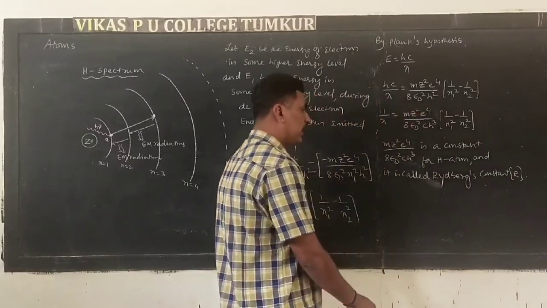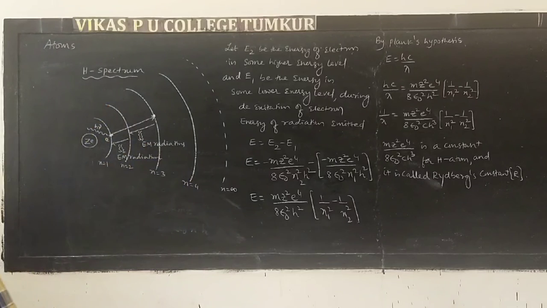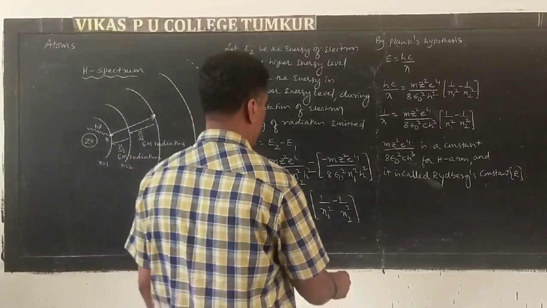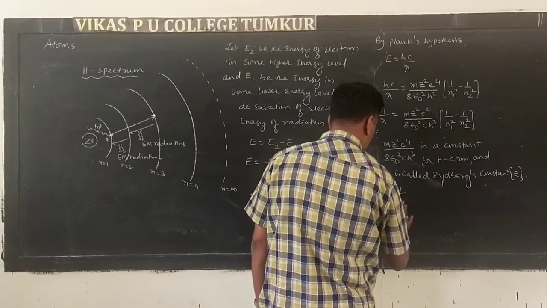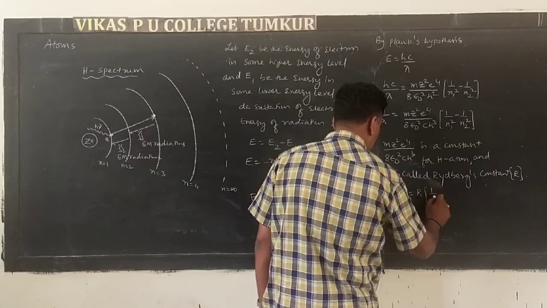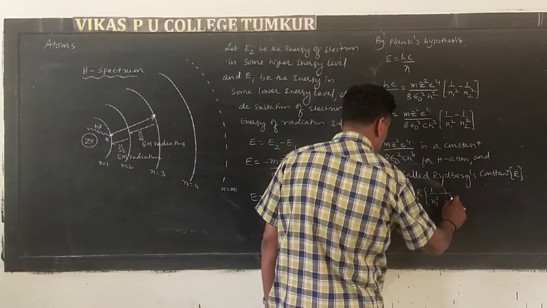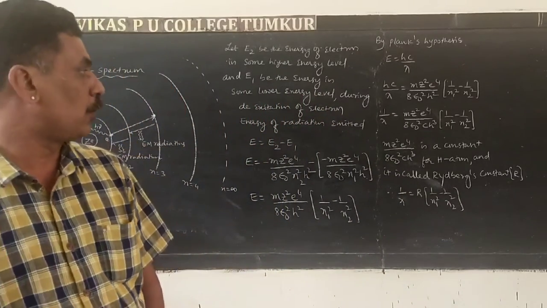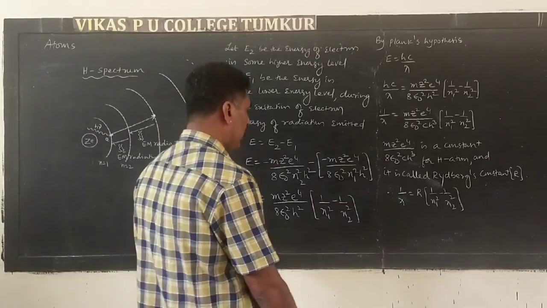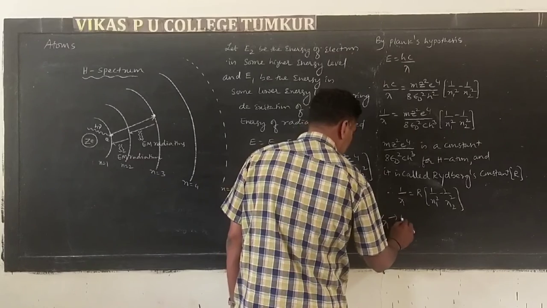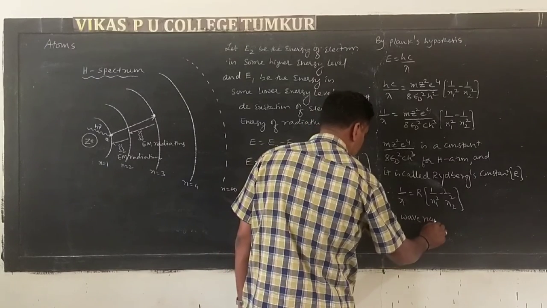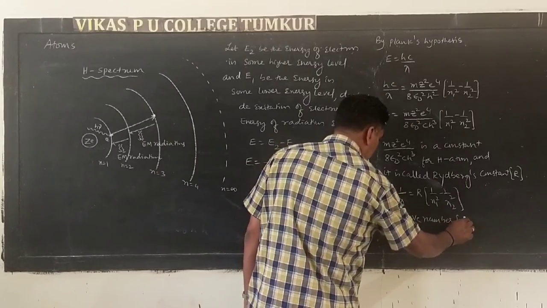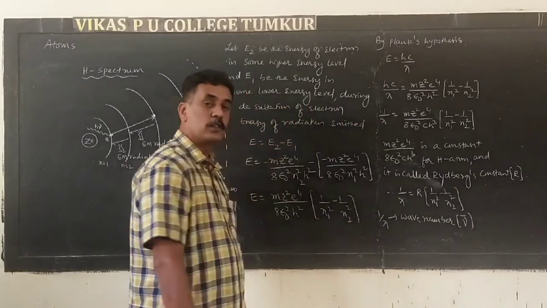So R represents Rydberg's constant and R is equal to m z square e power 4 divided by 8 epsilon naught square c h cube. Therefore, what do you get? Therefore, 1 by lambda will be equal to R into 1 by n1 square minus 1 by n2 square. What is lambda? Wavelength of the radiation emitted due to the excitation of electron. 1 by lambda is called wave number. It is represented by nu bar. What is this wave number? What does it mean?